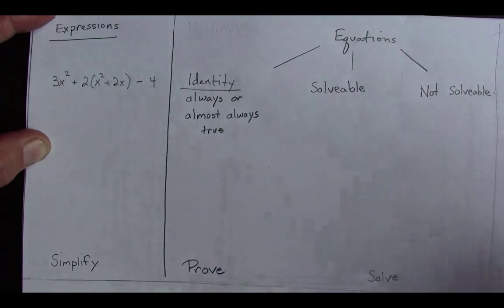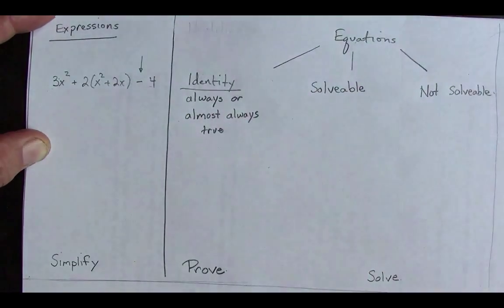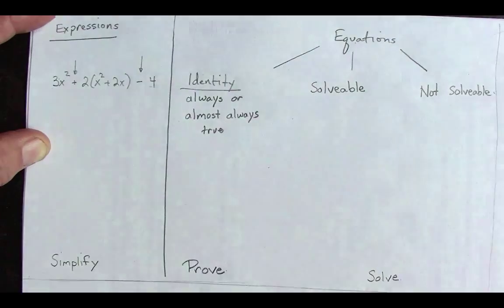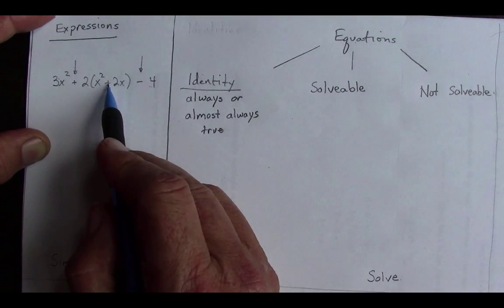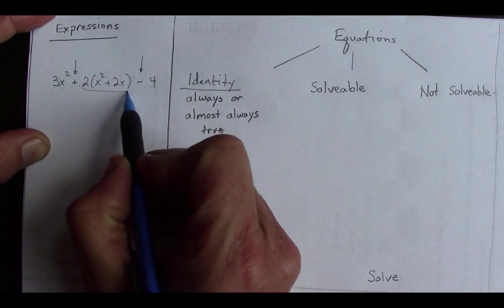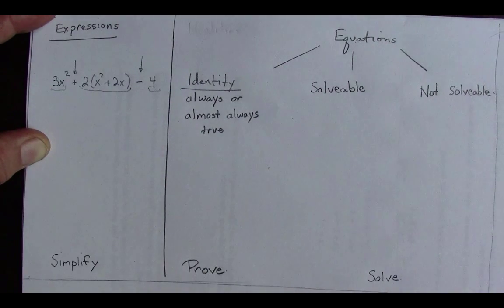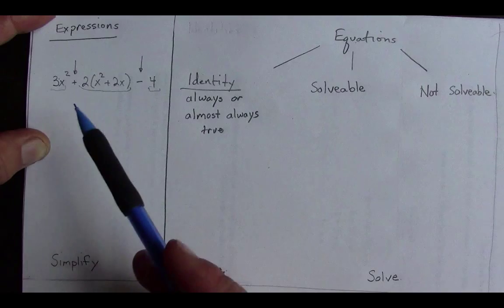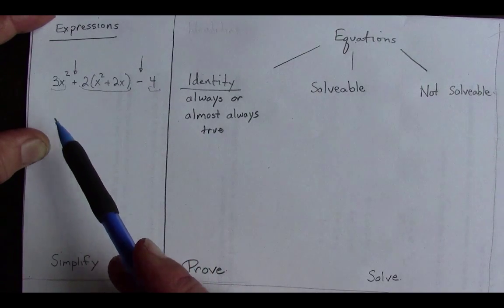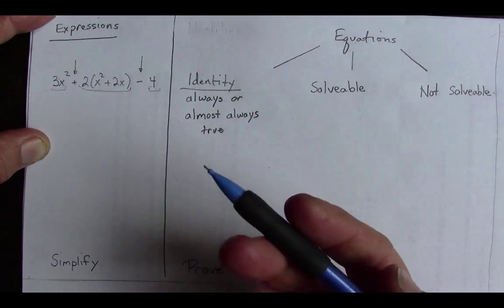And terms I like to think of as little islands that are separated by plus or minus signs that are not inside a bracket. So here is a minus sign not in a bracket and a plus sign not in a bracket. This plus sign here is in a bracket. So what we have here is one term, two terms, three terms. And the only thing that we can really do with expressions is simplify them, so write an equivalent expression.